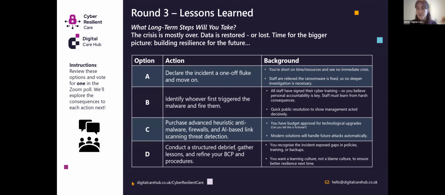Okay, so we share the results. We got 90% choosing option D, continuing with the narrative of the business continuity plan: gathering lessons and conducting a structured debrief of what has happened. And 10% chose option C, purchasing advanced tech to prevent this in the future. So let's have a look at the options.